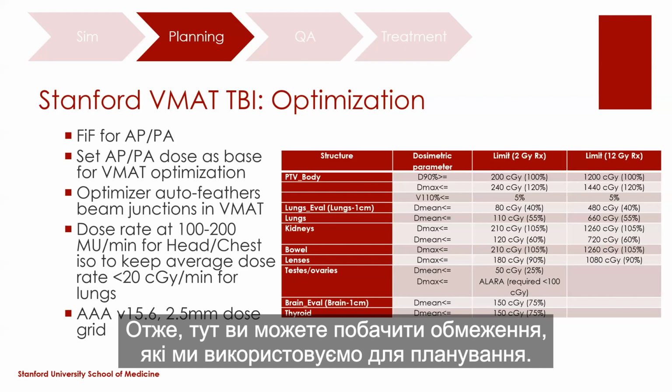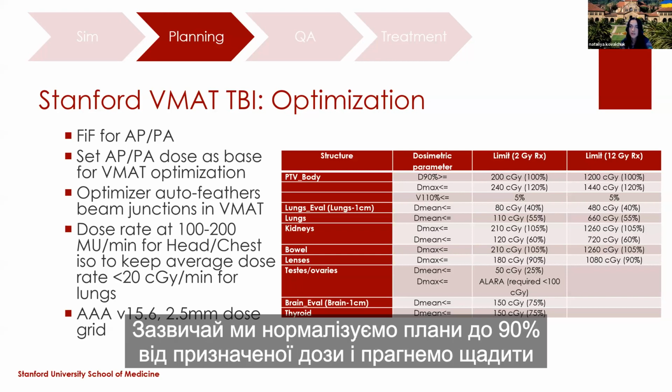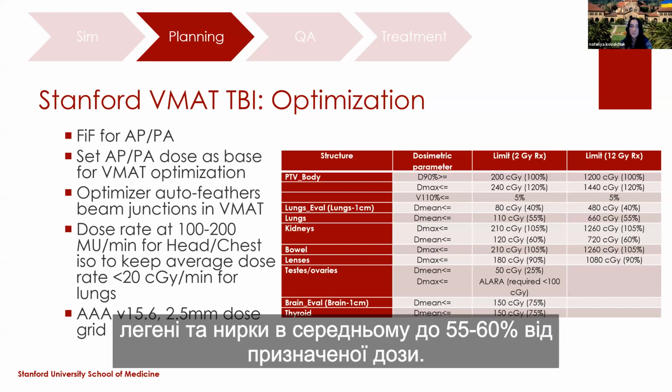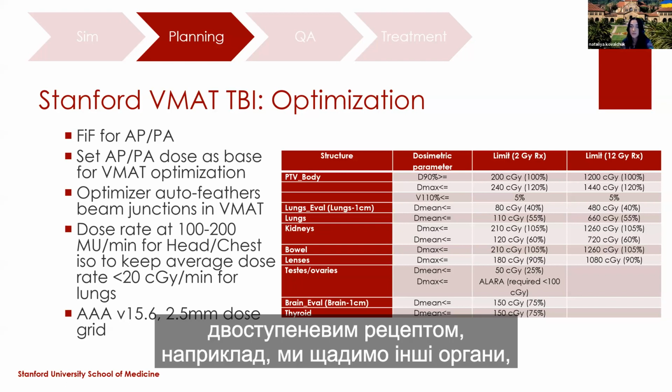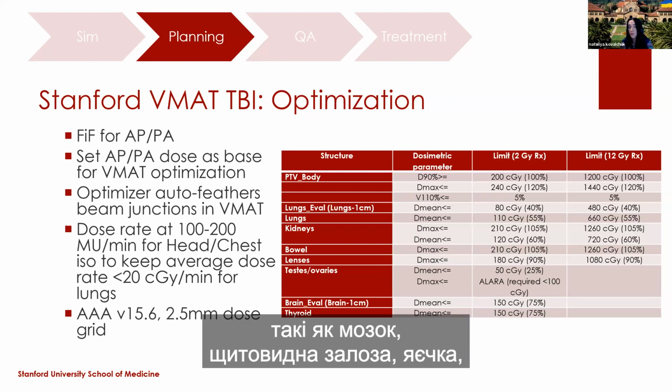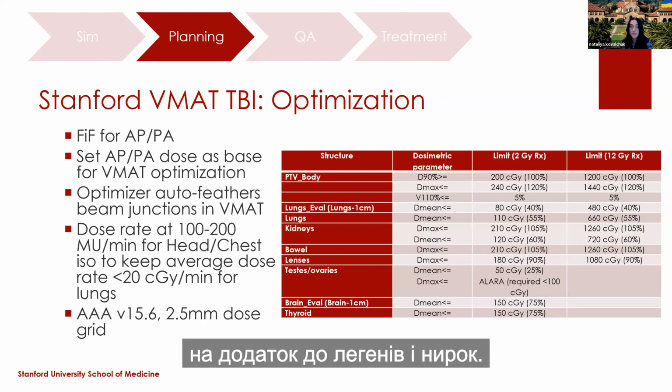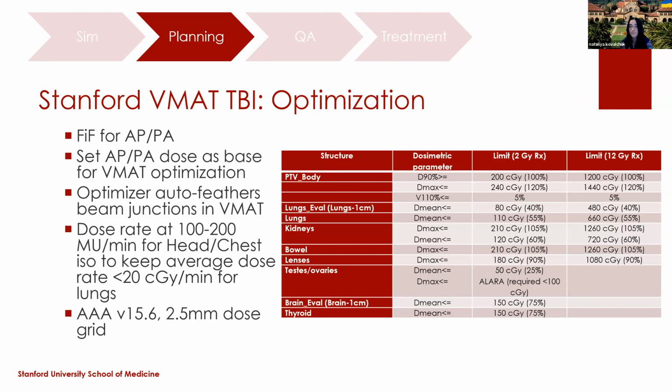So here you could see the constraints we use for planning. We typically normalize the plans to the 90% at prescription dose, and we aim to spare lungs, kidneys to the mean of approximately 55–60% of prescription. And as Susie mentioned, for patients without active disease with a 2-gray prescription, for example, we spare other organs like brain, thyroid, testes, in addition to lungs and kidneys.